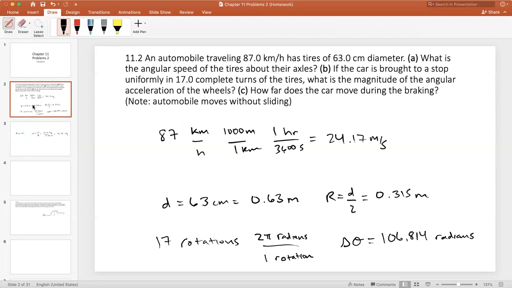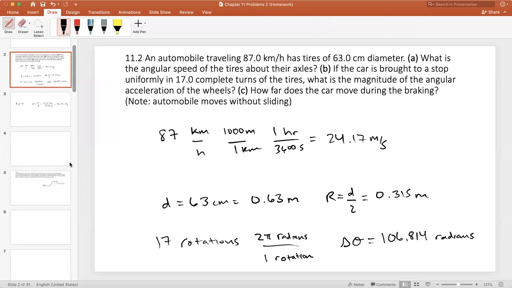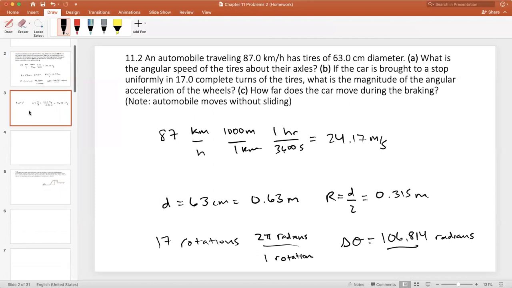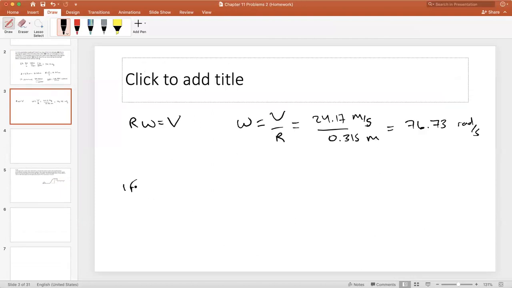Part B, though, said that if the car is brought to a stop uniformly in 17 complete turns of the wheel, 17 rotations, what is the magnitude of the angular acceleration, alpha, of the wheels? So remember that we have our change of angle right here is 106.814. So what we're being asked is if omega initial is 76.73, omega final, because it's brought to rest, is 0, and the change of angle is 106.814 rad, then what is alpha?